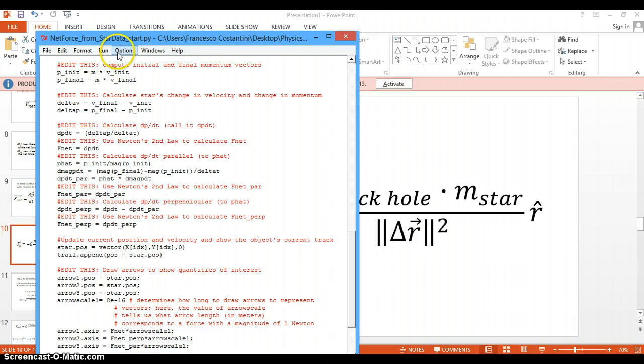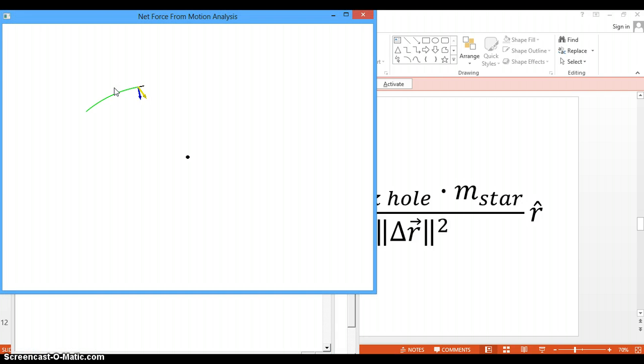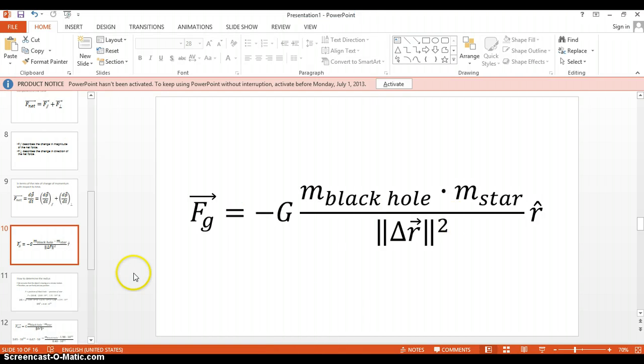And then this is run on VPython. The black arrow shows the parallel component of the net force, the blue arrow shows the perpendicular component of the net force, and the yellow arrow shows the net force overall. And then I will show you how to determine the mass.